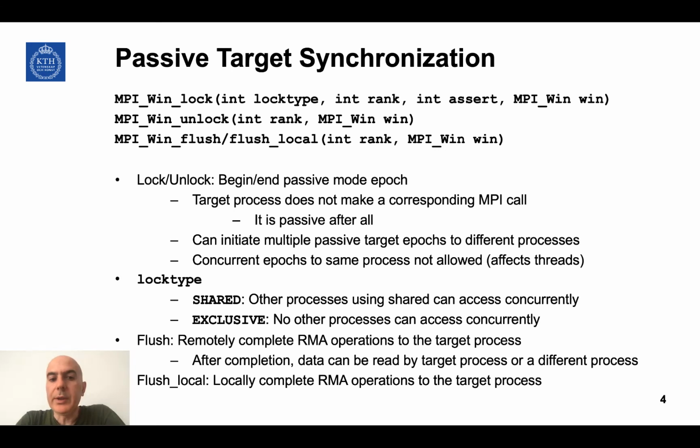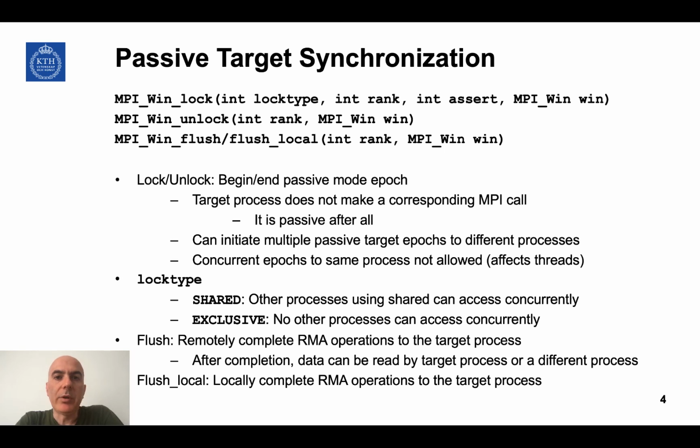Also, it's worth noting that concurrent epochs to the same process are not allowed, because this would affect the threading model and cooperation of the API and the threading model. When it comes to MPI win lock, there are two kinds of locks. We have a lock that is shared, which means that other processes using shared can access concurrently. Or the lock type can be exclusive, which means that no other processes can access concurrently.